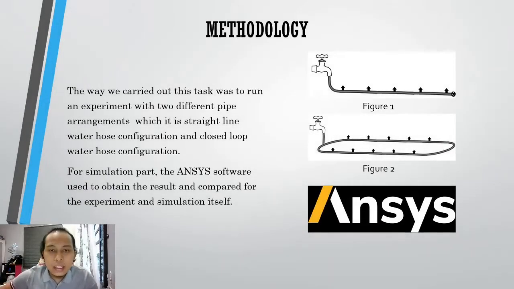Thank you, Izani. I am Muhammad Haiqal bin Kamaruddin. My metric number is B0920100168. So I will present the methodology, simulation data, and conclusion sections. For methodology, the way we carried out this task is to run an experiment with two different pipe arrangements, which as we can see in figure 1, is a straight line water hose configuration, and figure 2, a closed loop water hose configuration. And for the simulation part, we use ANSYS software to obtain results and compare them to the experiment.